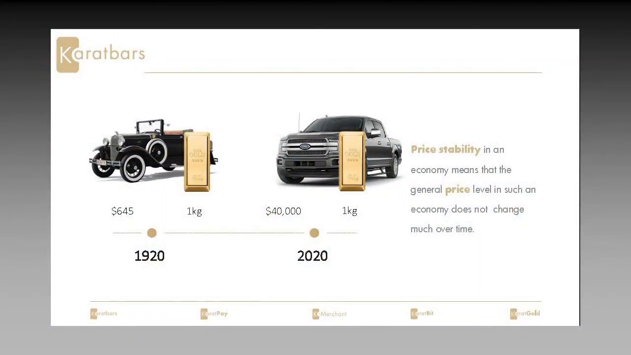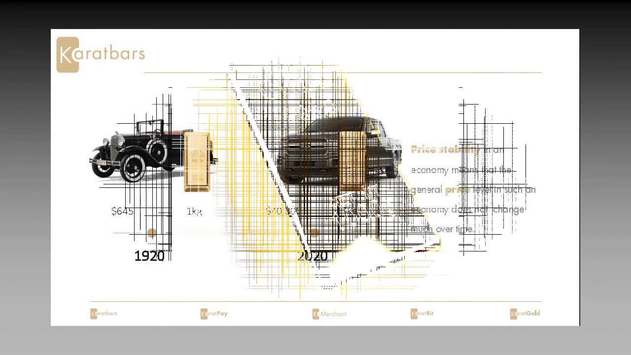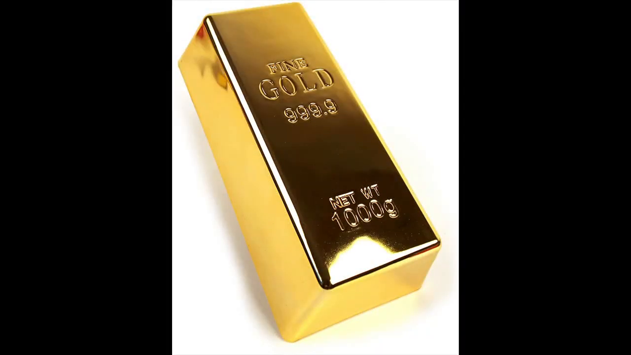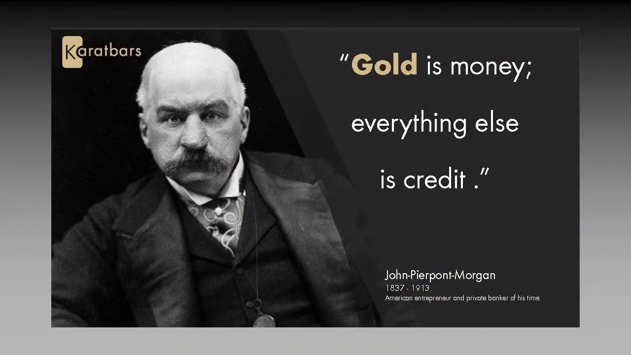To illustrate what this really means, let's compare the cost of buying a luxury car back in 1920 and today. We see that the dollar price is vastly different. But if we were using gold, the amount of gold that would have bought the car back in 1920, 1 kilogram, is the same amount of gold that will buy the car today, or in 10, 20, 30 years' time. The purchasing power of gold is constant and hasn't changed for 5,000 years.